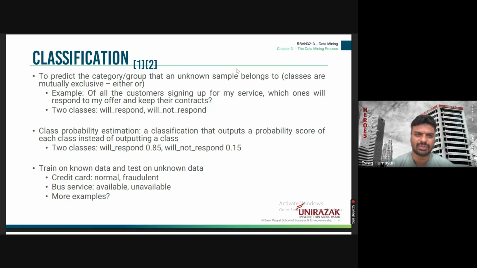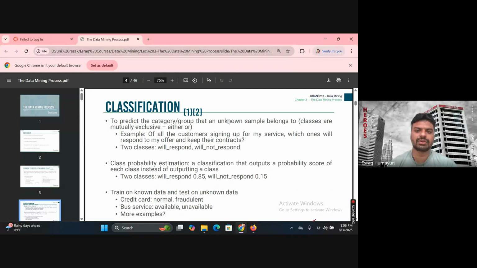To predict the category group that an unknown sample belongs to, classes are mutually exclusive, either or no. You don't need to see this huge example. Just for our benefit, in my class currently I have 32 students and I want to take an extra class. So I will create a column in my table: who is interested and who is not interested. The students who are interested will go to one group, and who are not interested go to another group. Based on this, I can classify the students who are going to do the class and who are not.